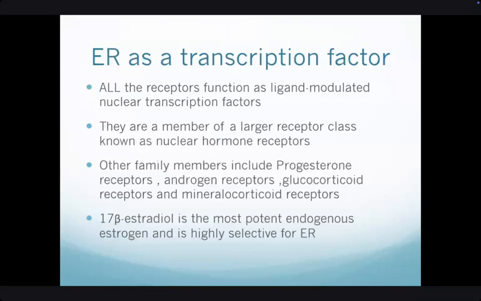So, as I said, all the receptors function as a ligand-modulated nuclear transcription factor. They are members of a larger receptor class known as the nuclear hormone receptors. All the nuclear receptors share the unique feature of being able to directly bind to the DNA, allowing them to act as a transcription factor. Other family members include the progesterone receptors, androgen receptors, glucocorticoid receptors, and mineralocorticoid receptors. And 17-beta estradiol is the most potent endogenous estrogen and a highly selective estrogen receptor ligand.